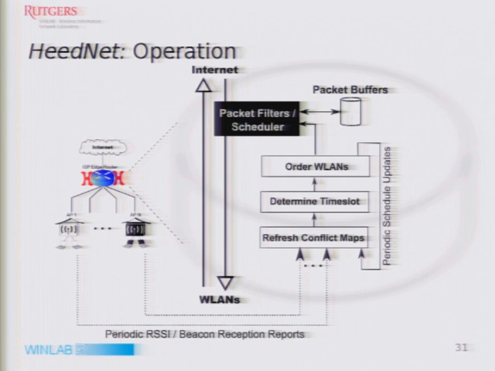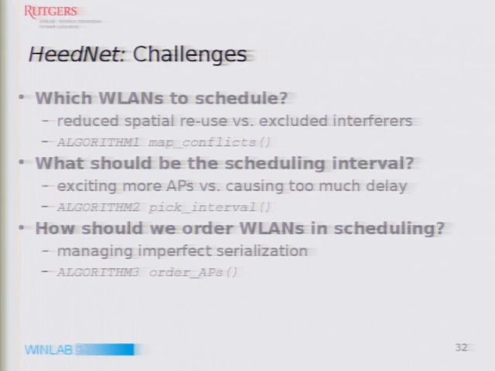So I can understand why you're using beacon reception as reports. How does the RSSI fit in? I'll start with these three units, and I think it will become clear. That lists the challenges we have with this HeedNet. Why do we have to pick the ones that we should schedule? Well, if you pick all the APs you have, you might include the ones that are not actually interfering. That will reduce your spatial reuse. And if you make it too small, you might exclude interference. So you want to make this list as accurate as you can with the observing stations that you have.